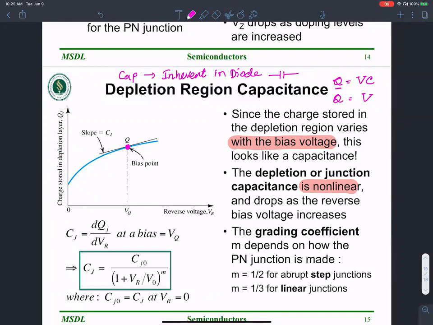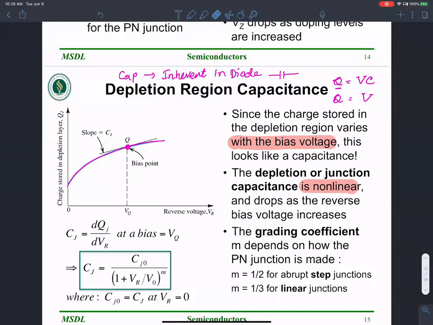Is there any reason why the capacitance decreases as the reverse voltage increases? Maybe because the area of the depletion layer increases. That's one of the reasons. But if you look at the slope here, the slope seems to level off. As you keep increasing the voltage, the slope begins to roll off. The slope begins to flatten. So there's a gradient effect.